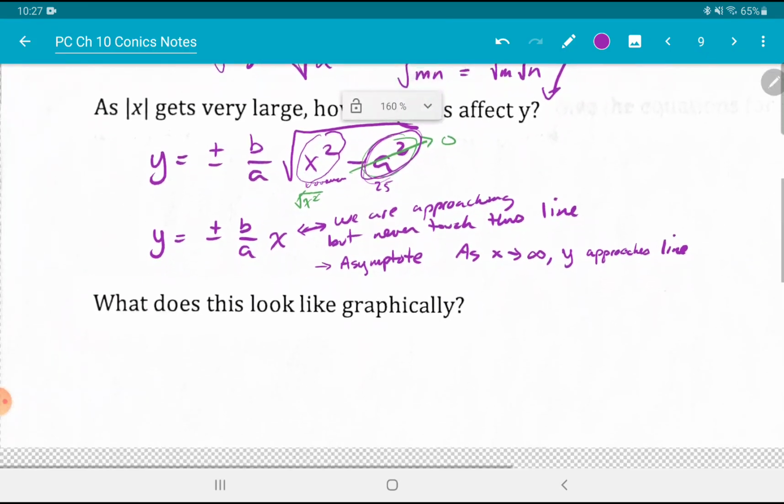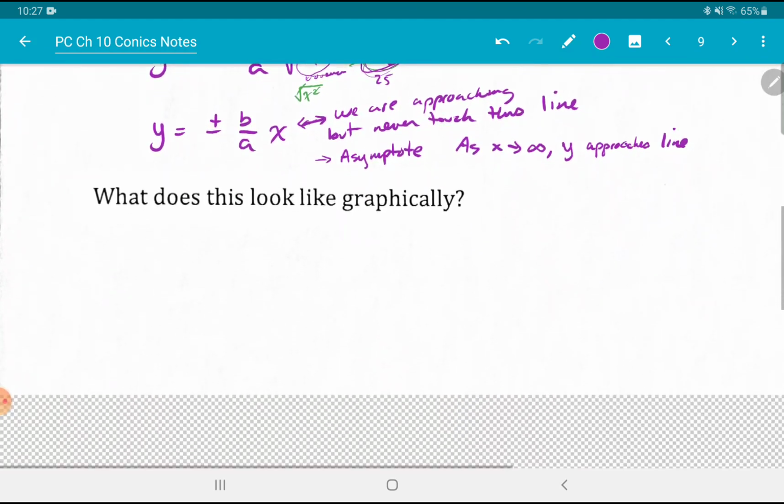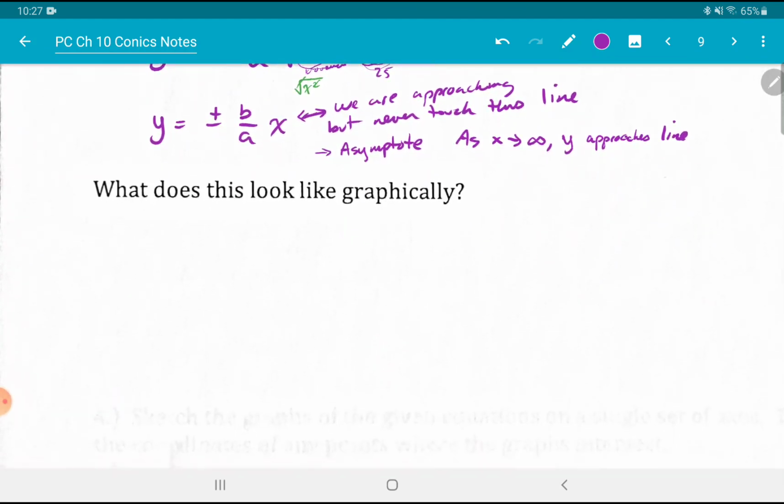How would we draw those asymptotes? What does it look like graphically? All right, so what we're dealing with here is on our coordinate plane, we have two kinds of graphs actually, just like ellipses. As the x value is getting larger and larger, you're approaching that line b over a x. Notice how it's plus and minus.